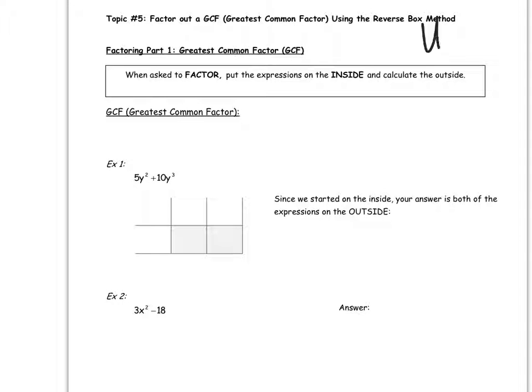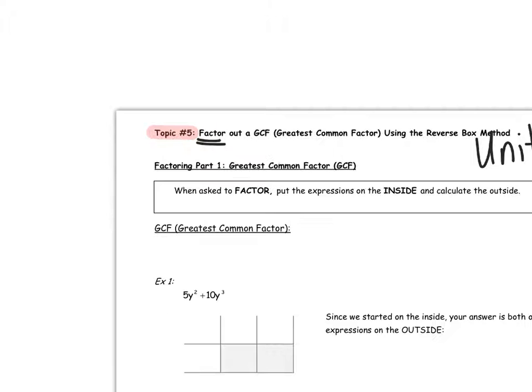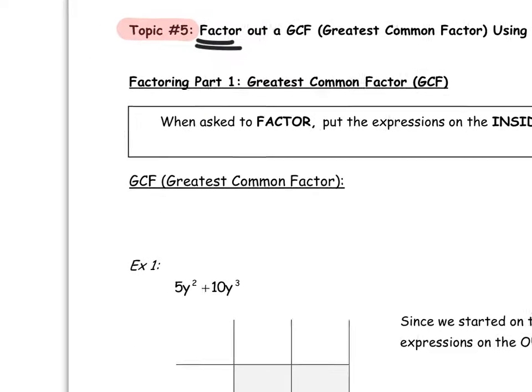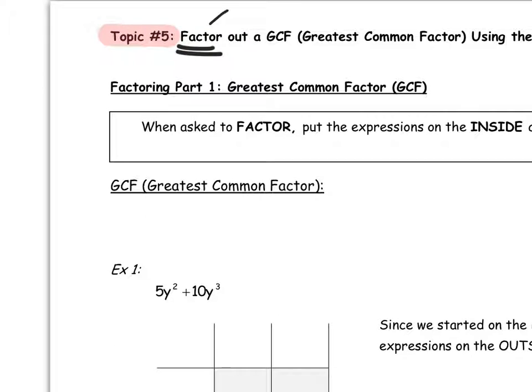All right, so we are on Unit 8 and we are on to topic number 5. And topic number 5 introduces a new word. That word is factor. So the word factor is another word for, and when we use it like a verb, it's another word for divide.